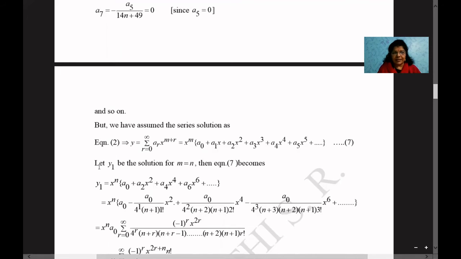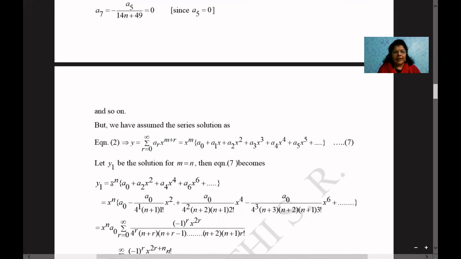Now, this is the first case, correct? m is equal to n. So I'm choosing the solution as y1. Let y1 be the solution for m is equal to n. Then equation number 7 will become, how will equation number 7 be? y1 is equal to x power n, because m is n. x power n into a0 plus a1x. What is a1x? From the above results, a1 is 0, a3 is 0, a5 is 0. So I'm writing only a0, a2x square, a4x power 4 plus etc.